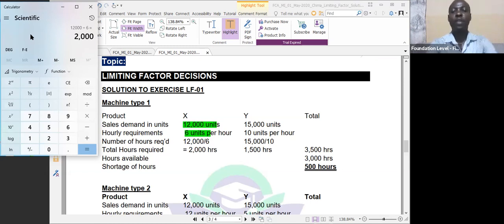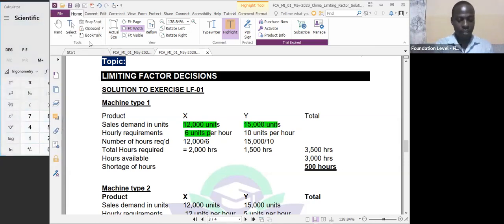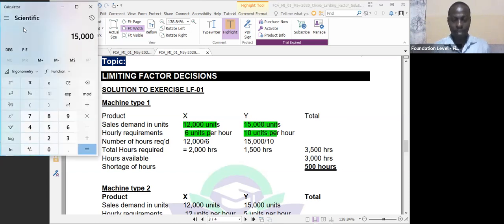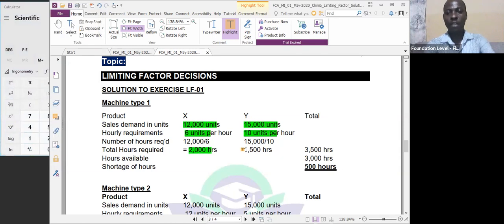For product Y, we were told that we are demanding 15,000 units, and we are doing 10 units in 1 hour. So if we calculate again, 15,000 units divided by 10 units per hour gives you 1,500 hours. So what do you do? You add the 2,000 hours required for product X plus the 1,500 required for product Y, all of them passing through machine type 1, and it will give you 3,500. So the hours required to meet production of 12,000 units and 15,000 units of X and Y respectively is 3,500 hours.